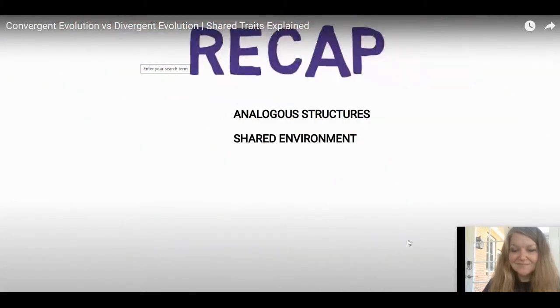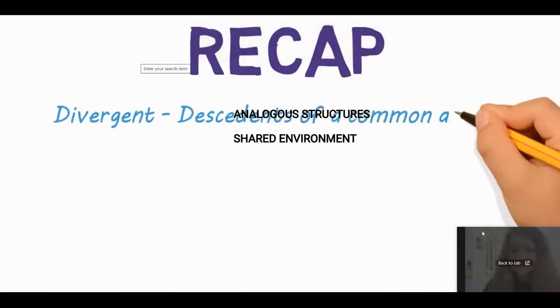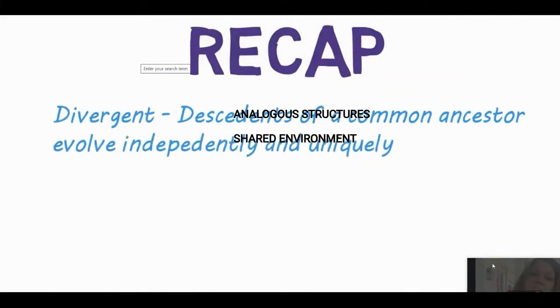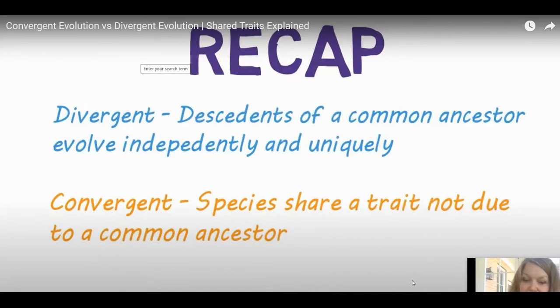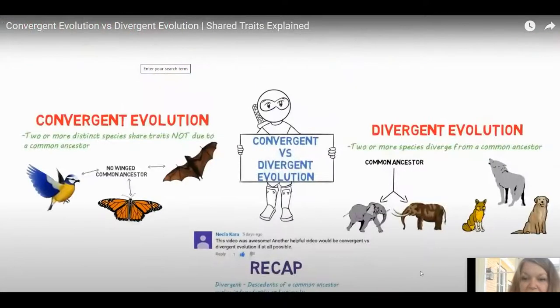All right, so let's recap. Divergent evolution is when descendants of a common ancestor evolved independently and uniquely, like the dog, the wolf, and the fox. While convergent evolution is when species share a trait not due to a common ancestor, such as birds, bats, and butterflies' ability to fly. And that's it. Okay, so again, convergent evolution, analogous structures, common environment. Divergent evolution, common ancestor, homologous structures, and those terms speciation and adaptive radiation fall under divergent evolution.